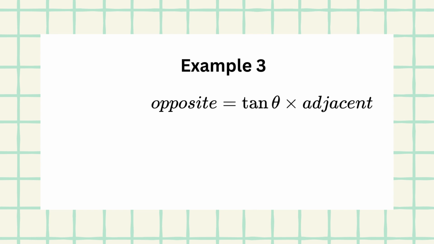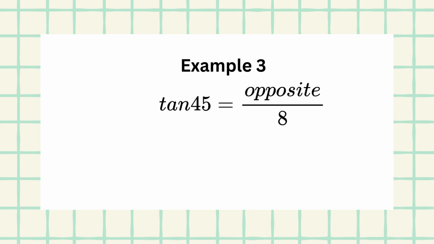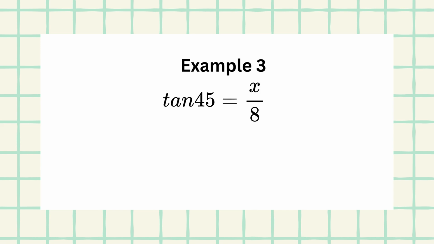Lastly, let's do the tangent formula. If you know the angle theta and the adjacent side, and you need to find the opposite side, you can rearrange the tangent formula to this. Opposite equals tan theta times adjacent. Let's say the angle is 45 degrees and the adjacent side is 8 centimeters. We need to find the opposite side. We use the tangent formula. Tan 45 equals opposite over 8. We can call the unknown the letter x, and again we put it as a fraction. Therefore, we will have the denominator 8 times tan 45, and the answer will be 8.